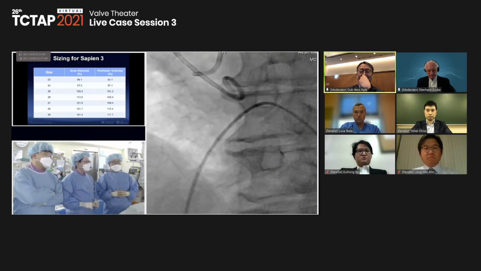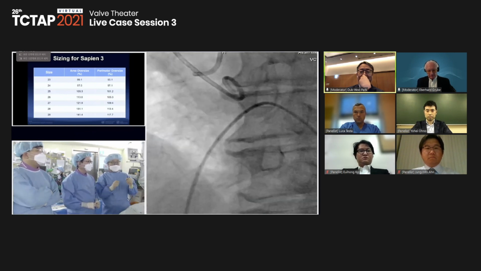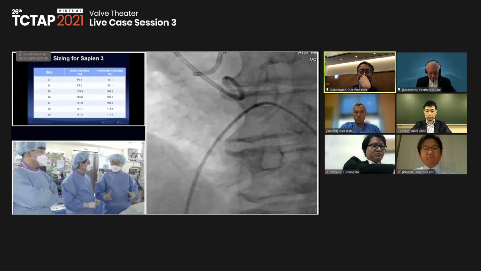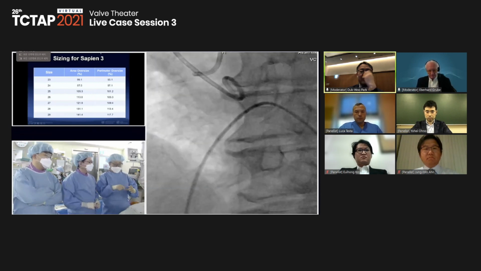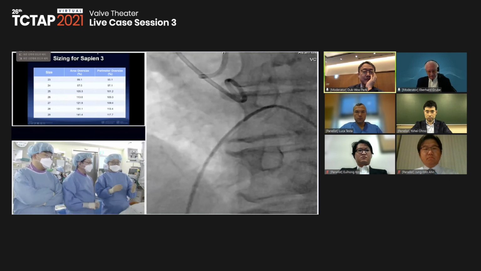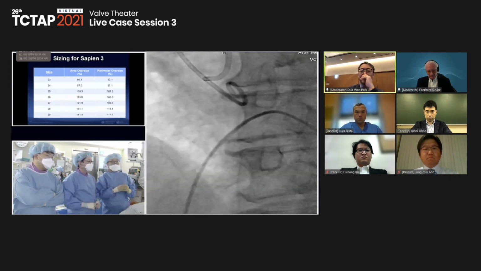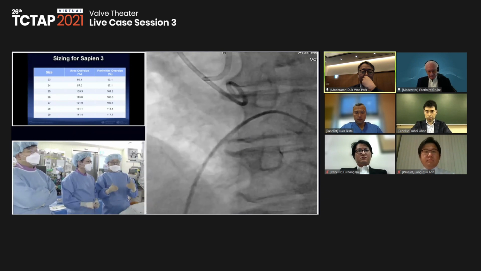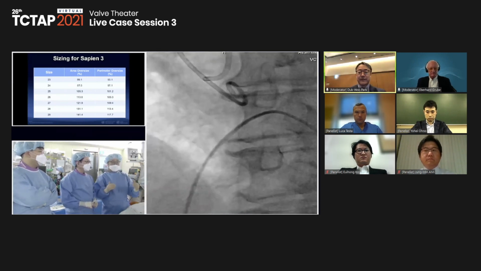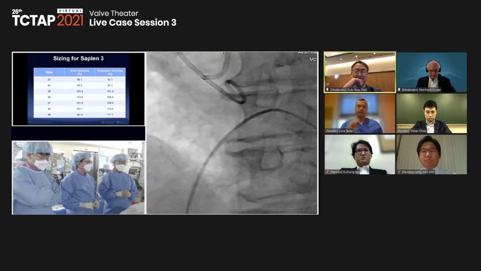One of the interesting points is that we usually do a CT-based sizing algorithm. For the Evolut system we use perimeter sizing. For the Sapien system we use area sizing, and usually we target 10% up to 15% oversizing. The key factor is calcium. If the calcium is high or it is a bicuspid valve, we do lower sizing, 5% or 0%.